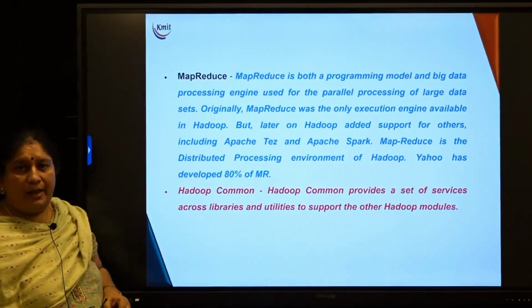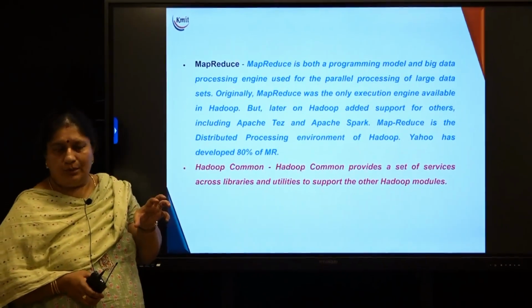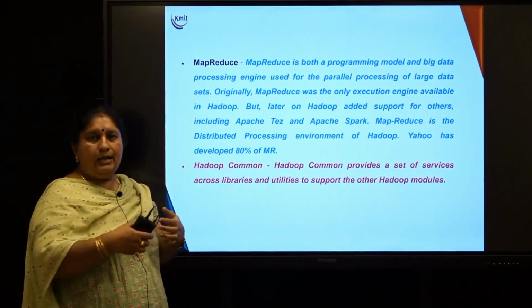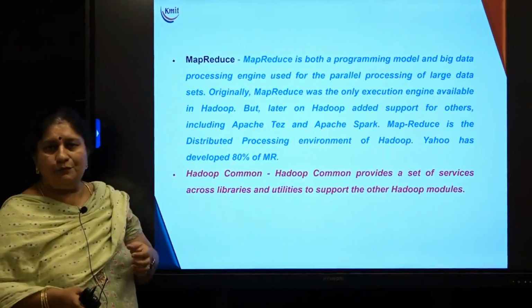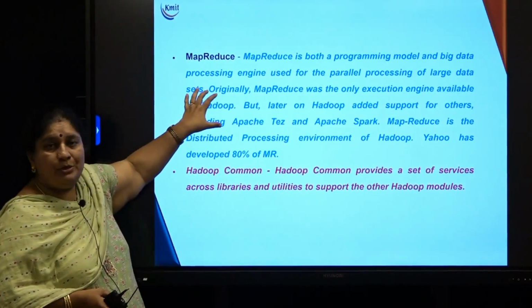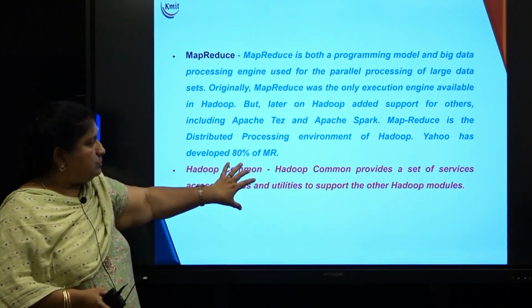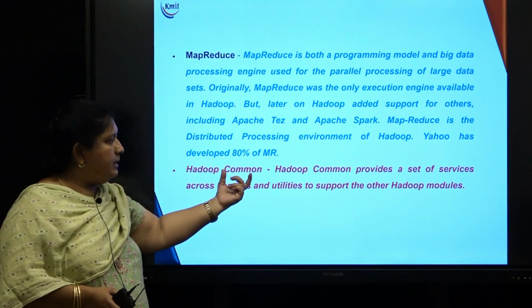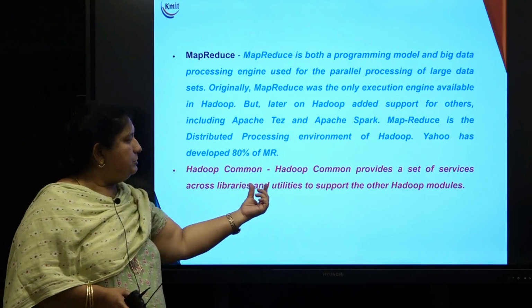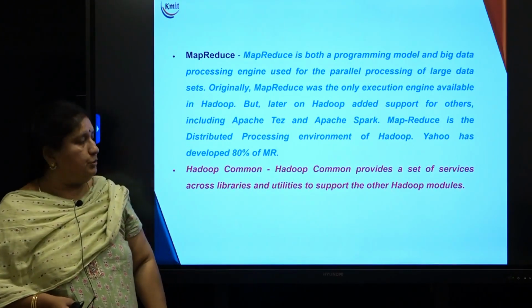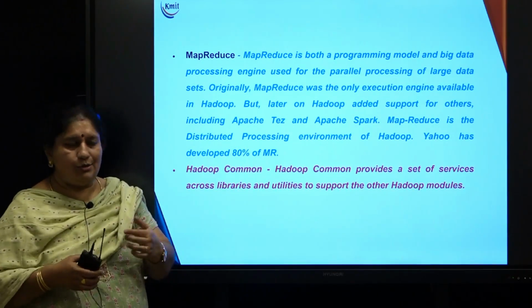The third component is MapReduce. As I kept on talking, this is the actual processing component of Hadoop. Data is there, and unless I give a process, a job execution, the data is of no use for us. So, this is where MapReduce comes into the picture. This is the processing model of the Hadoop framework. The last module of Hadoop core is Hadoop Common, which provides a set of services across the libraries and utilities to support the other Hadoop modules. So, this is like a common coordinator between various other modules of the Hadoop framework.